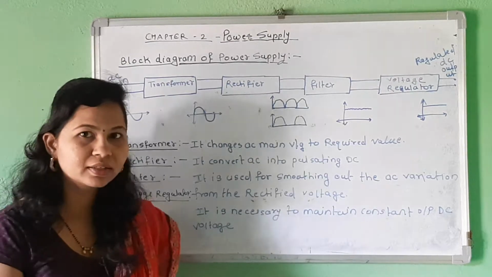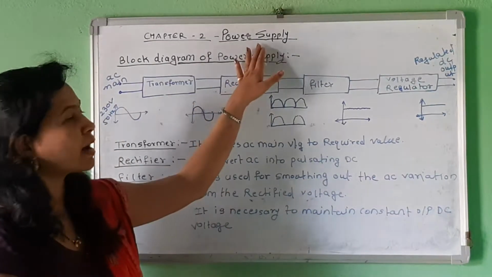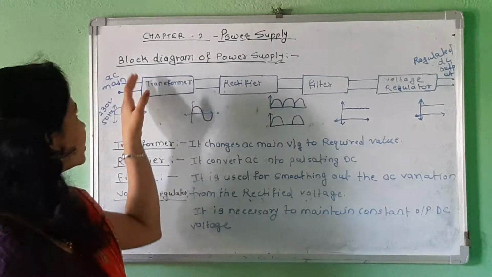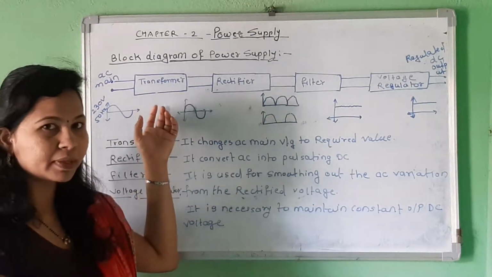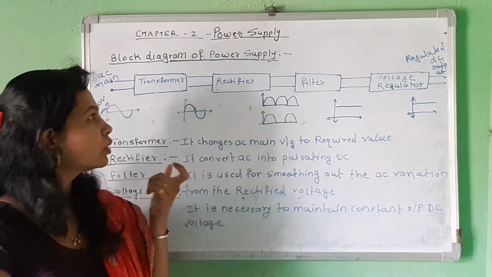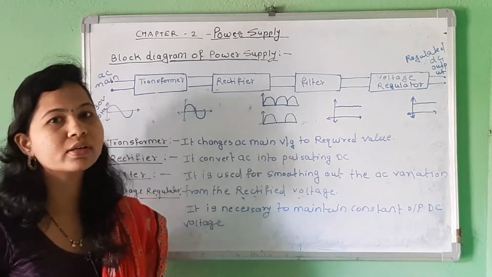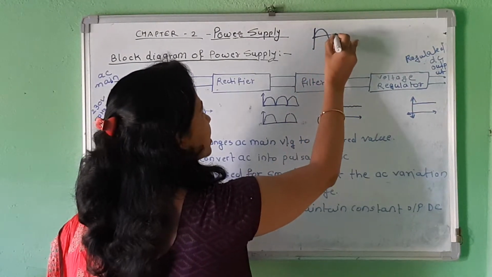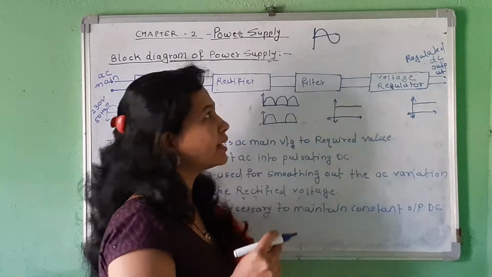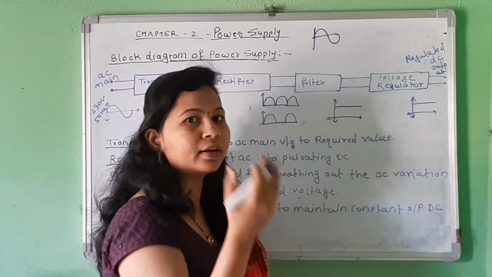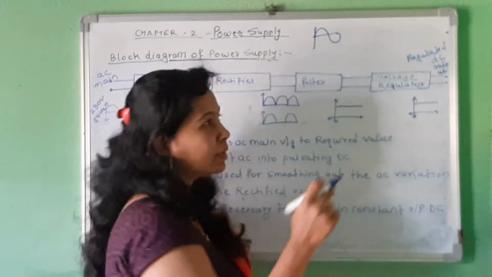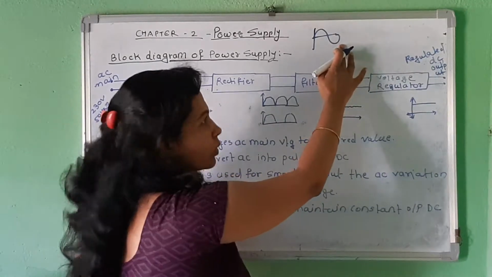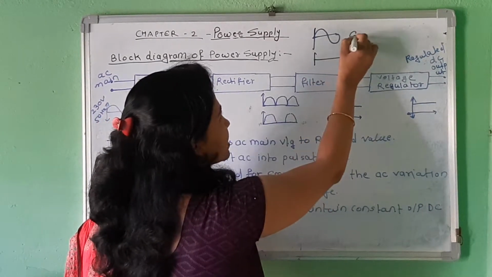So today we are going to study power supply. This is the block diagram of power supply. First we have to know what is AC source and what is DC source. So AC source is a signal which can vary with respect to time and it is bidirectional. This is AC source.